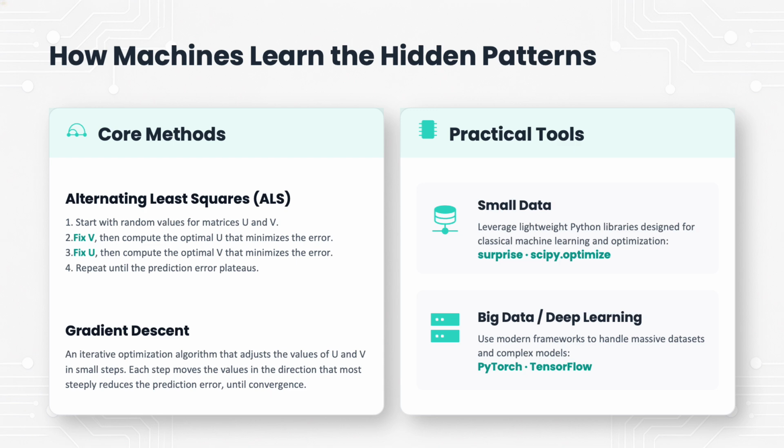It's not magic, it's optimization. The two main methods are alternating least squares, ALS, and gradient descent. ALS works by a process of iteration. You start with random guesses for u and v. Then, you hold one matrix constant and solve for the best possible other matrix. You keep switching back and forth until the predictions are as good as they can get. Gradient descent is even more common. It's like walking down a hill blindfolded. You take a step, feel which way is downhill, and take another step. You keep doing this until you reach the bottom.